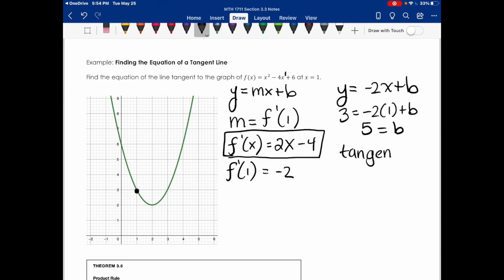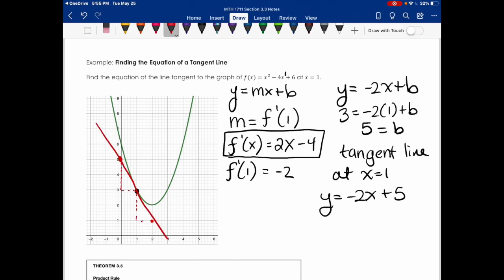So now when I solve for b, I'm going to find that b is 5. So my tangent line at x equals 1 is going to be y equals negative 2x plus 5. And we can draw it on here just as a quick check. If my y-intercept is 5, and I go down 2 and over 1, down 2 over 1, down 2 over 1. So here are all my points. And if I have a nice steady hand, I can draw that tangent line.